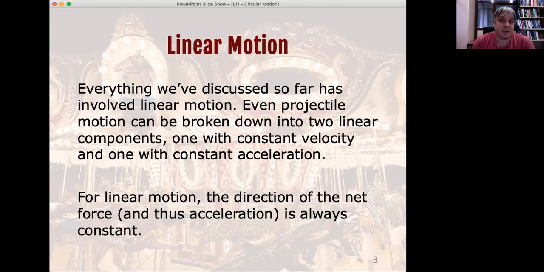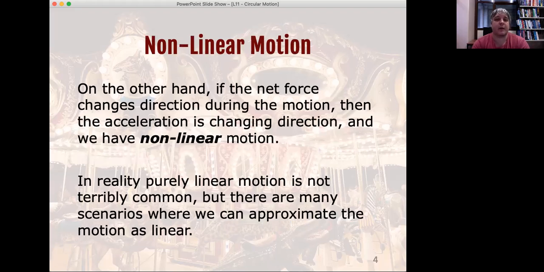So that's nice and simple. When you get a net force, the direction of the force is the direction of the acceleration, and that's the direction of the velocity, and everything's nice and constant. So that was easy. But now we're going to think about when we have non-linear motion. So non-linear simply means that the direction of the force or acceleration is changing. So in linear motion, we already met the concept of the acceleration or net force being different to the initial velocity. That's what projectile motion is.